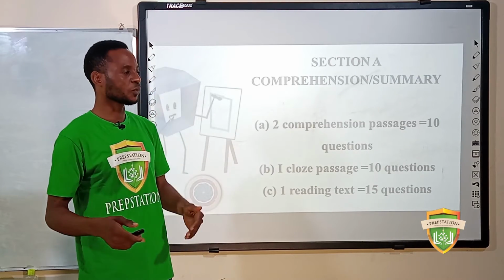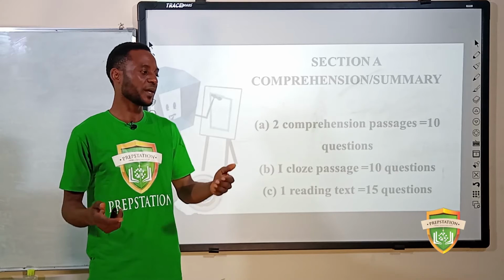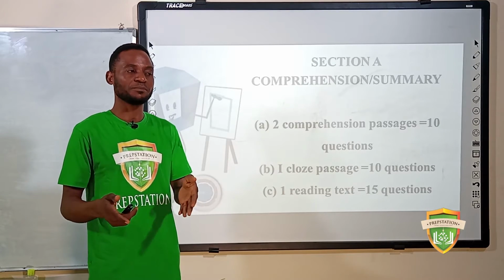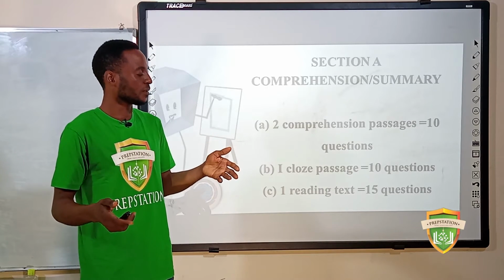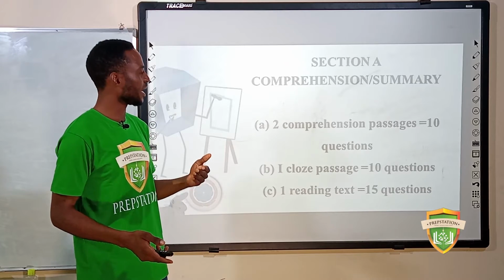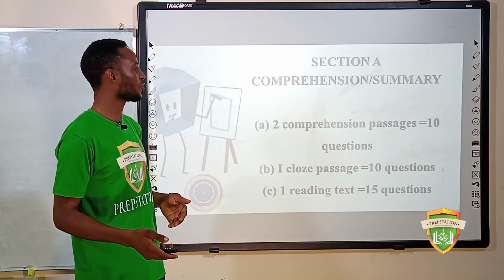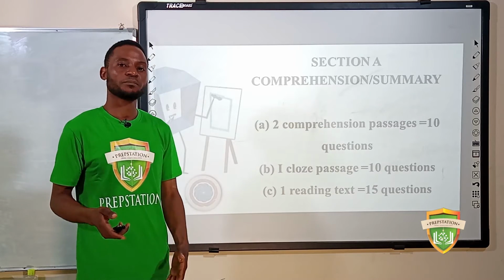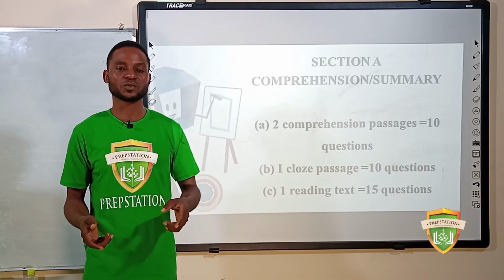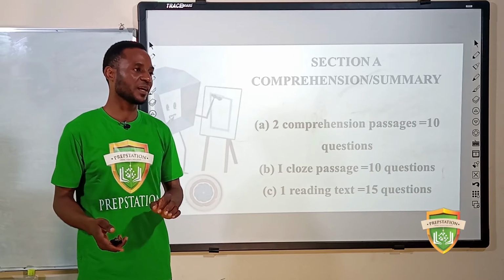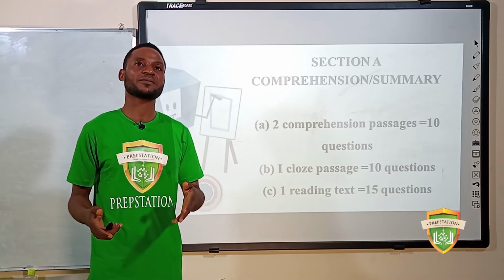First of all, you're going to have 3 sections in the exams. You have section 1, or what you can also call section A, section B, and section C. So the exams will be in 3 sections. Section A will be comprehension and summary. In this case, you're going to have 2 comprehension passages. From the 2 comprehension passages, you're going to have 10 questions. You're also going to have a closed passage, and there you're going to have 10 questions.